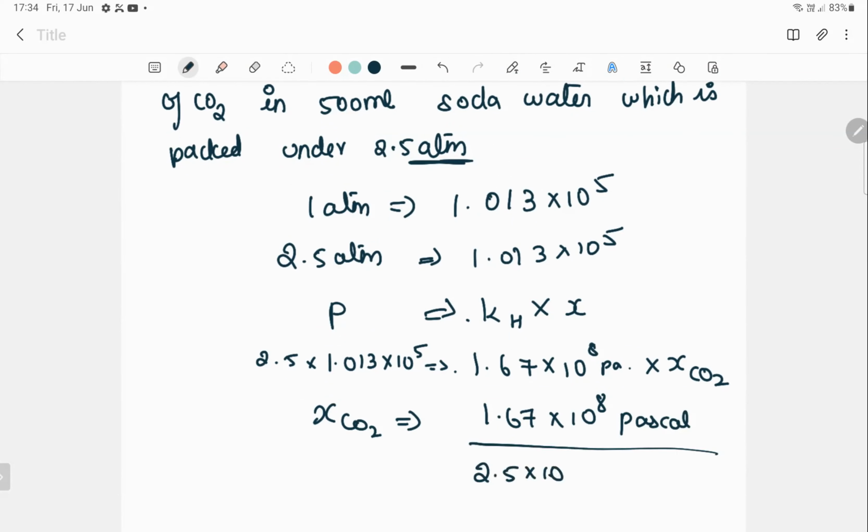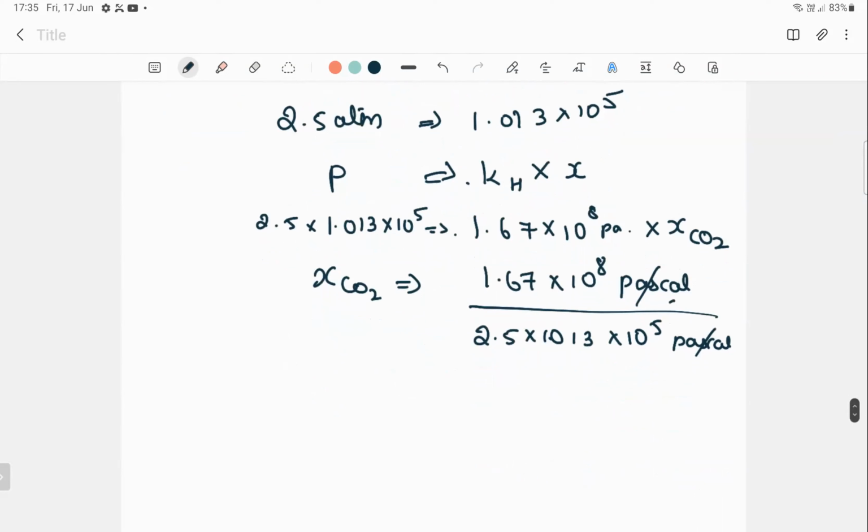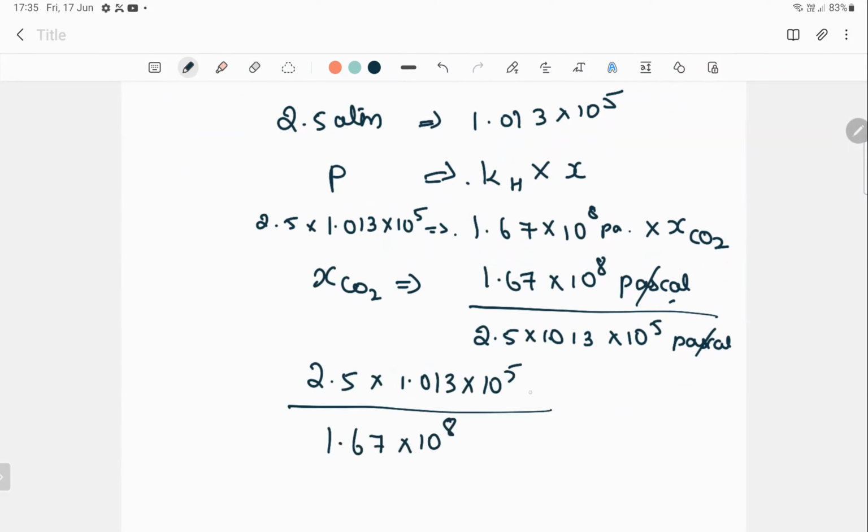into 10 to the power 5 Pascal. Sorry. Into 1.013 into 10 to the power 5 divided by 1.67 into 10 to the power 8. So this Pascal will be getting cancelled. ATM to Pascal.